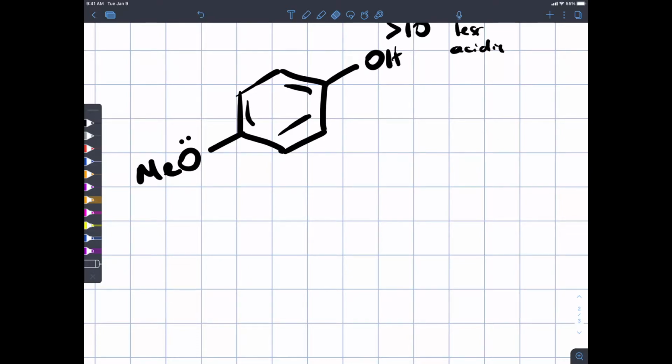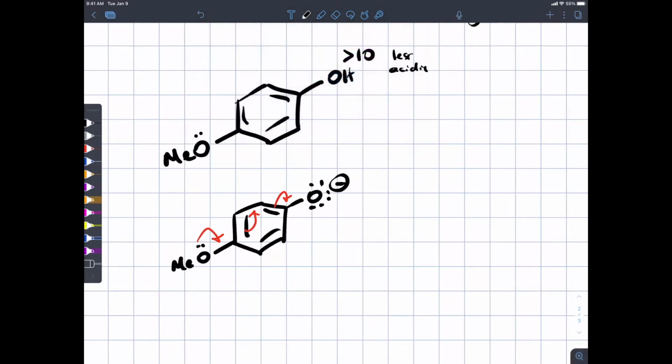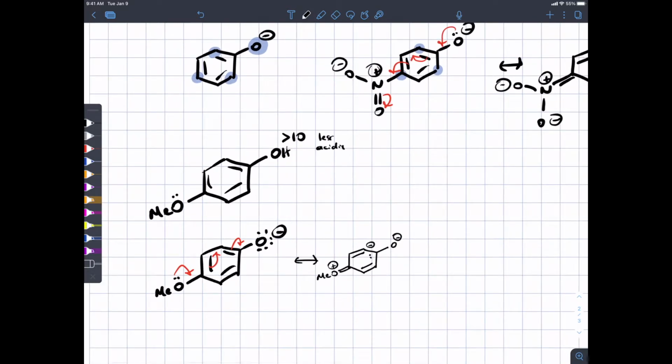So if we draw the conjugate base of paramethoxyphenol with a negative charge, lone pairs on that oxygen can actually donate into the ring, and that puts extra electron density adjacent to the negatively charged oxygen, and that is a destabilizing effect. So yes, there are some functional groups that have offsetting effects.